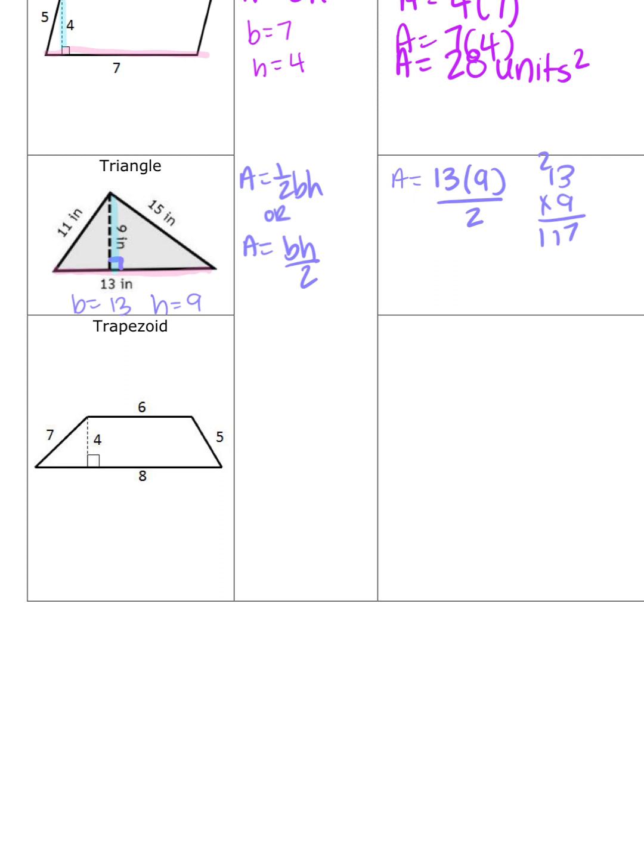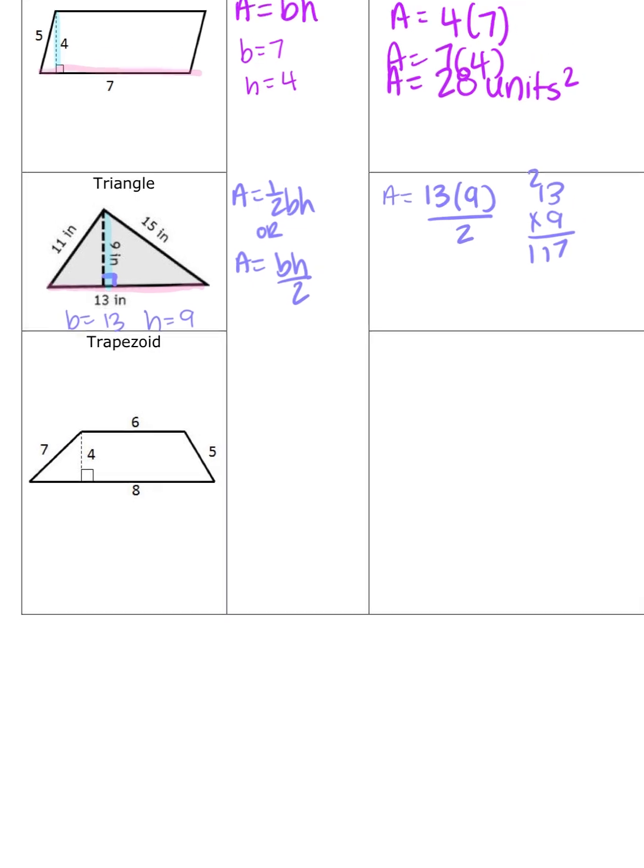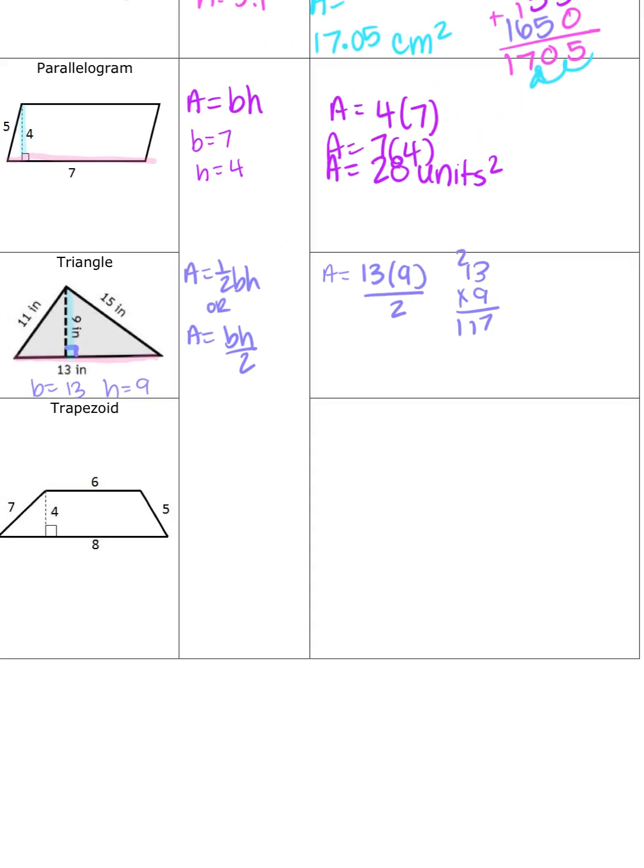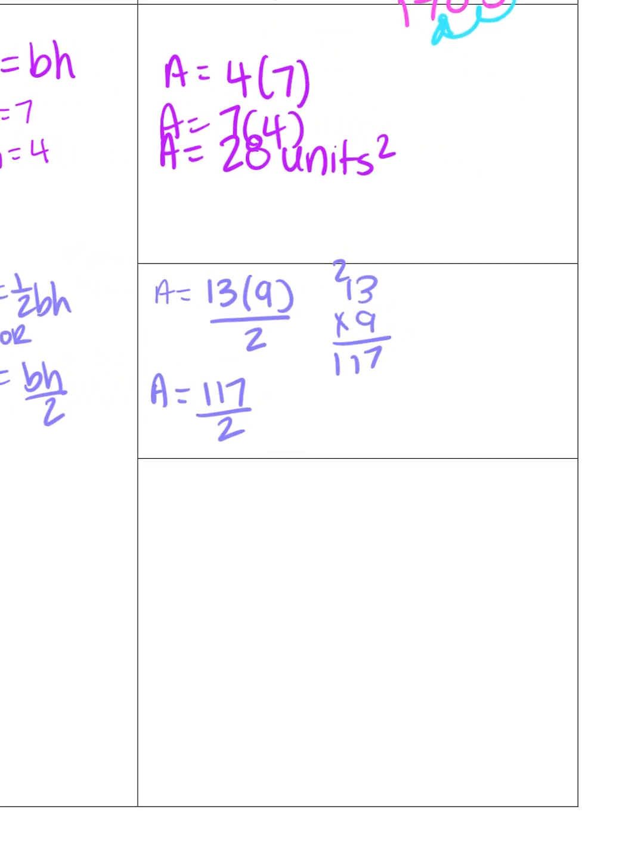So you get 117. Y'all, I can't stress enough: plug that back in and just rewrite. So I have area equals 117 divided by 2. That one step of writing that is going to help you if you get into the habit of doing that. So now, yes, I have to do the division. So I'll come over here and I'll do 117 divided by 2.